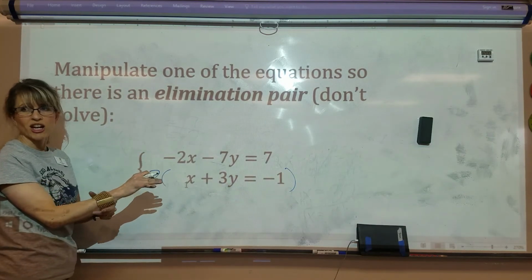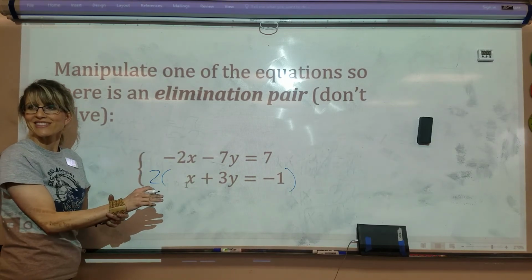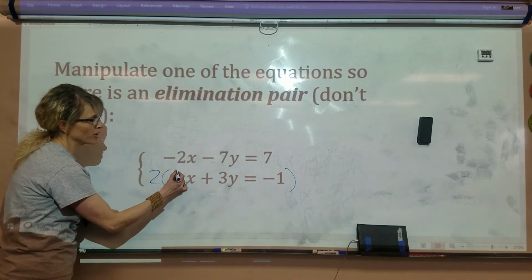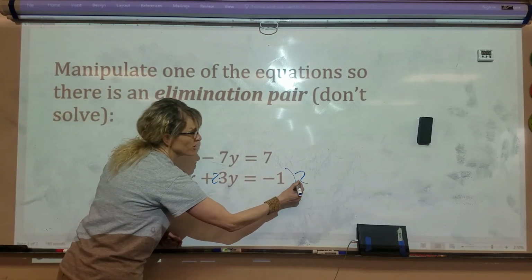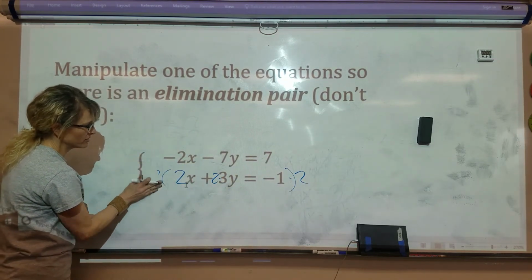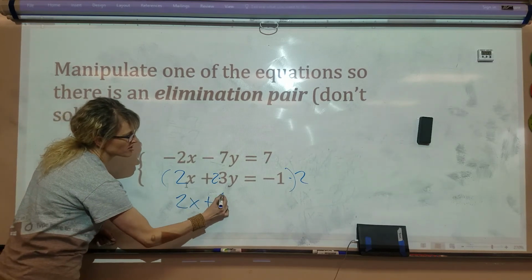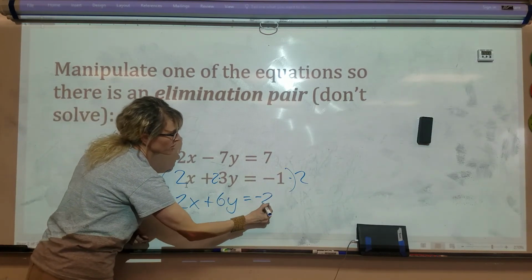Okay, I saw some of you trying some weird things. I don't know, maybe you weren't listening before. Okay, so we're going to multiply. So we get a 2 there. We're going to multiply 2 times that one. We're going to multiply 2 times that one. So let's rewrite it. We get 2x plus 6y equals negative 2.